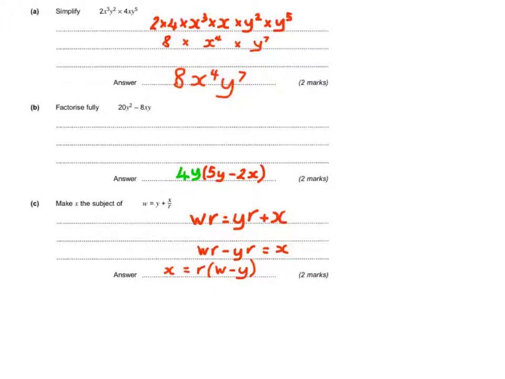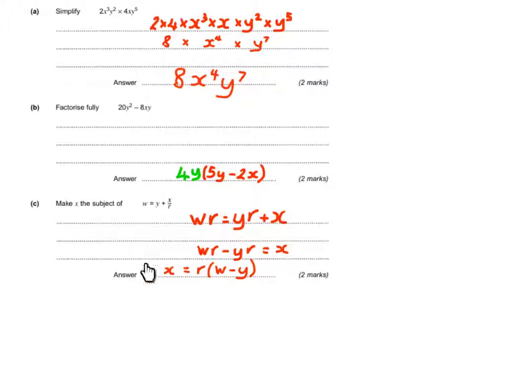So we multiplied everything by r just to get rid of that fraction, and we want the x's all together on one side, and we want everything else on the other side because we're making x the subject. So in other words, we want the answer to be x equals something. So at the moment we've got yr plus x equals wr, so we need to take away the yr to get the x on its own. So wr minus yr equals x.